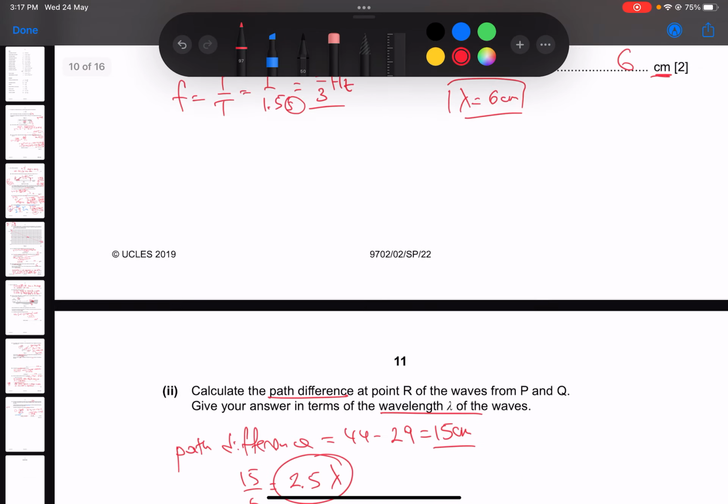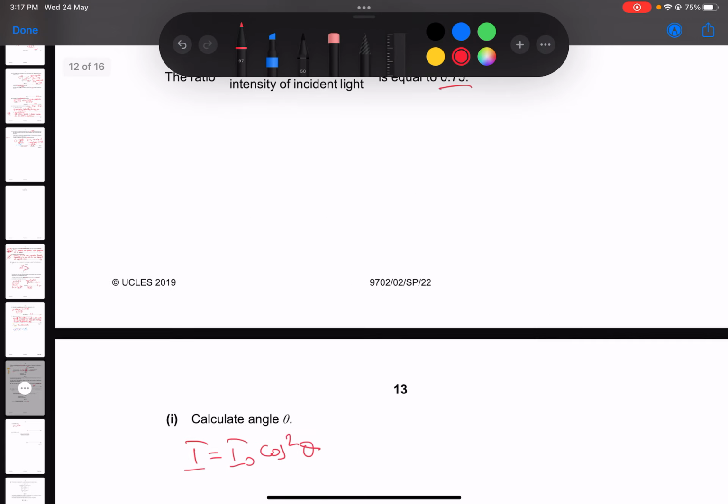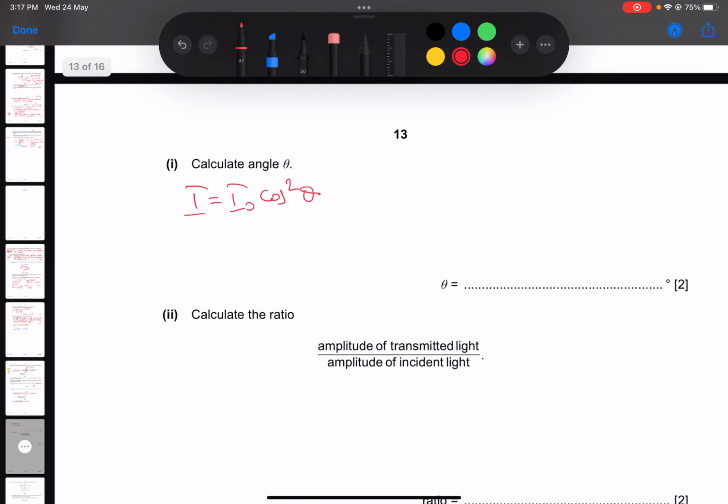Yeah, where is it? It's here. Malus's law: I equals I0 cosine squared theta. So this I is the transmitted intensity, and this I0 is the incident intensity. All right, so we know everything.